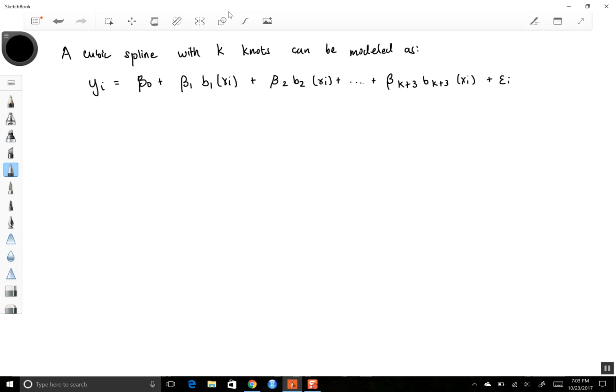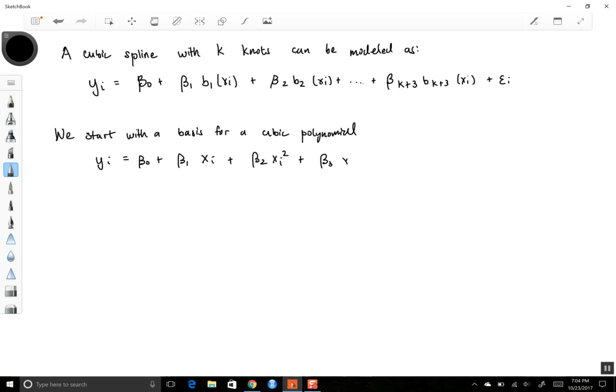All right, and so we'll start off with a basis for a cubic polynomial. So we start off with a basis for a cubic polynomial, which would be y is equal to beta 0 plus beta 1 x sub i plus beta 2 x sub i squared plus beta 3 x sub i cubed. Okay, so we start with this. So these are our first three terms.